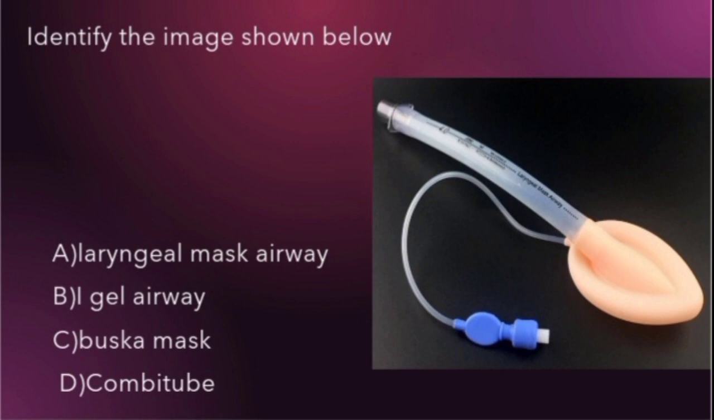Identify the image shown below. Option A, laryngeal mask airway. Option B, i-gel airway. Option C, Bouska mask. Option D, Combitube. What is this? Option A, laryngeal mask airway.